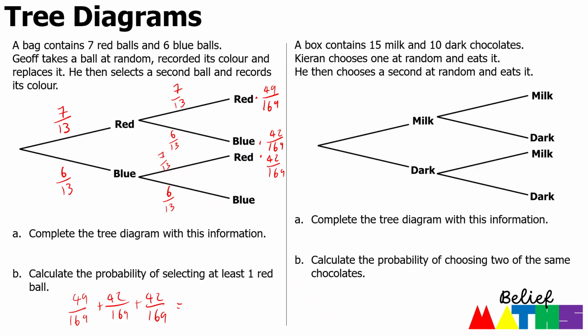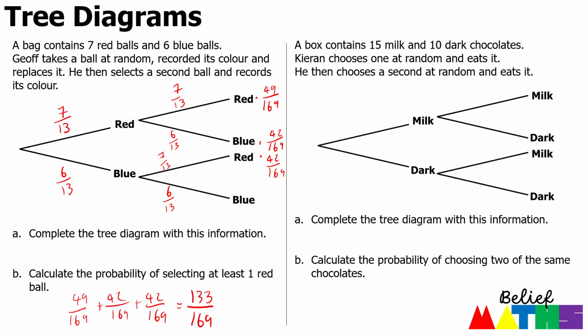This is why we don't simplify them, because we can just add those together now because the denominators are all the same. So 42 plus 42 is 84. 84 plus 49 gives us 133. Okay, so we get 133 over 169 as our final answer.